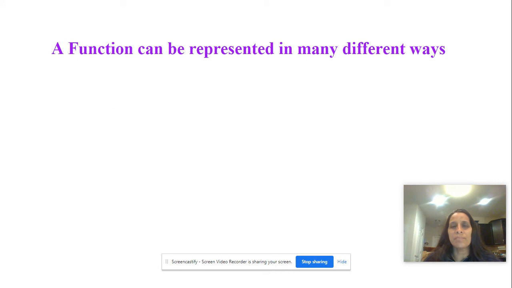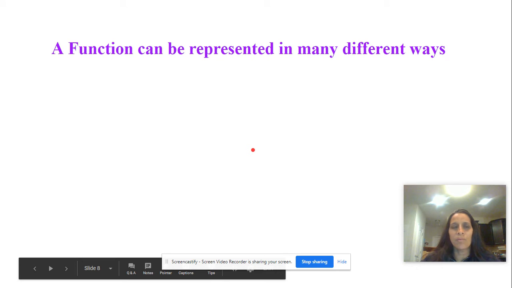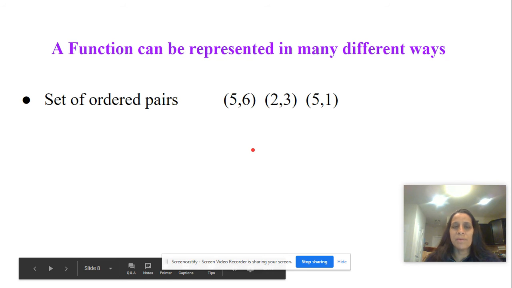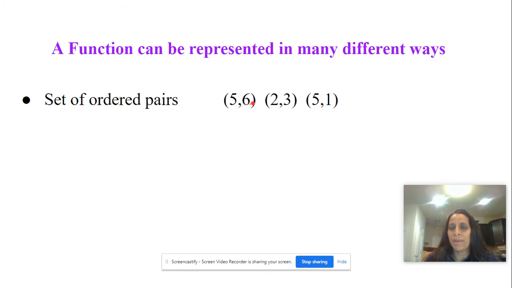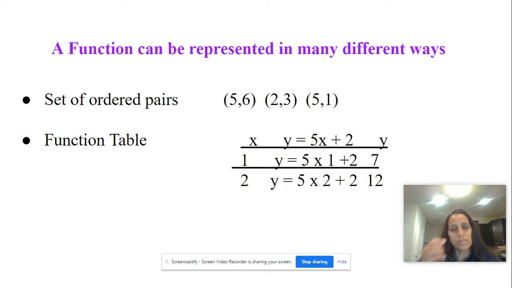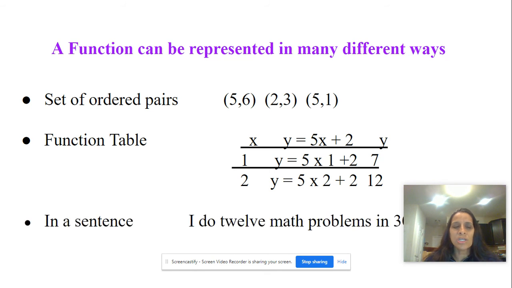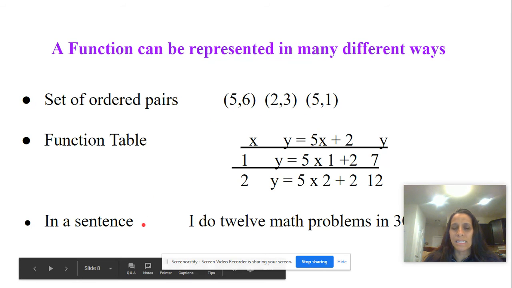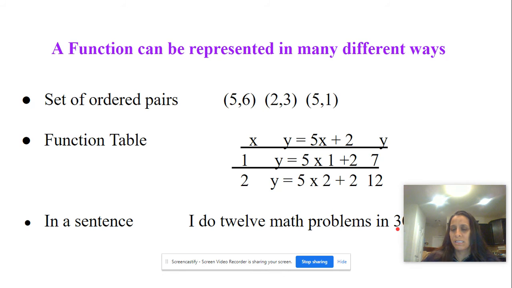A function can be represented in many different ways. It can be represented as a set of ordered pairs. This is a set of ordered pairs. It can be represented in terms of a function table. We saw that on the previous slide. It also can be represented as a sentence. I do 12 math problems in 30 minutes. Okay, so there's various ways that you can represent a function.